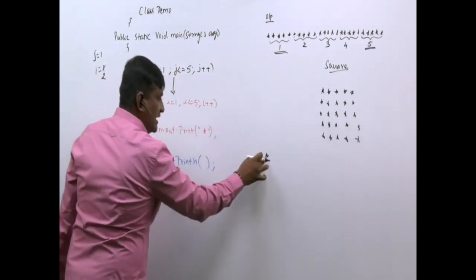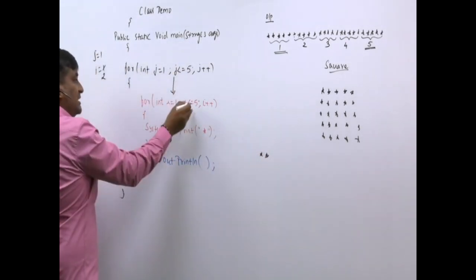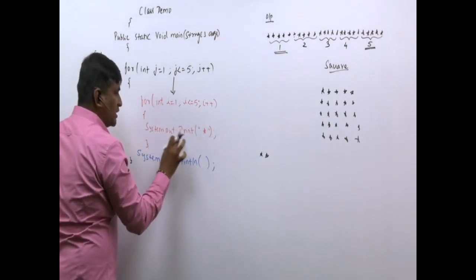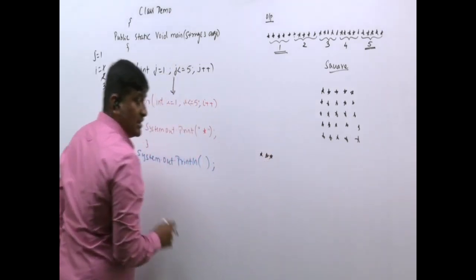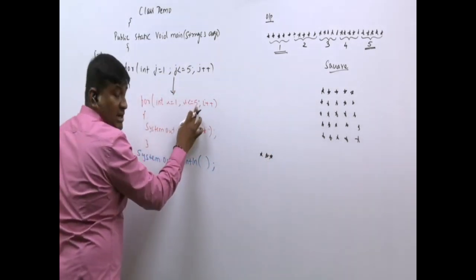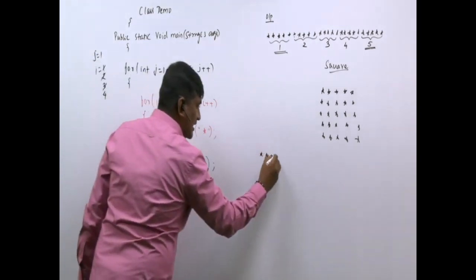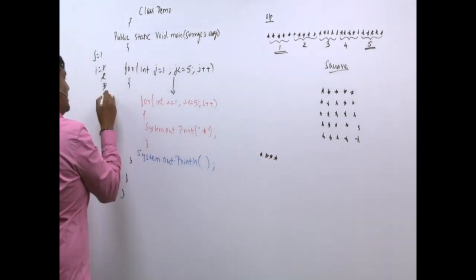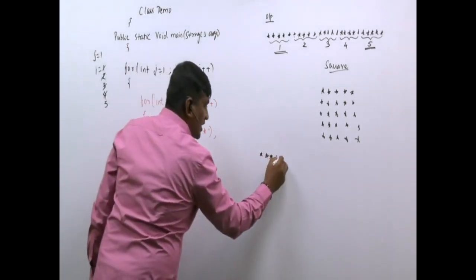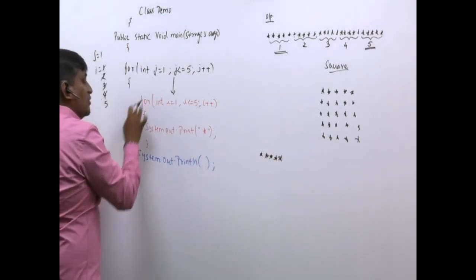Since it is print, it prints in the same line. Again go back and check the condition. Before that, increment to 3. Is 3 less than or equal to 5? Yes, come inside. System.out.print, print star. Again go back and check the condition. Before that, increment 3 becomes 4. Is 4 less than or equal to 5? Yes, come inside. Print star. Again go back and check the condition. The i value gets incremented to 5. Is 5 less than or equal to 5? Yes, come inside. Print what? Star.